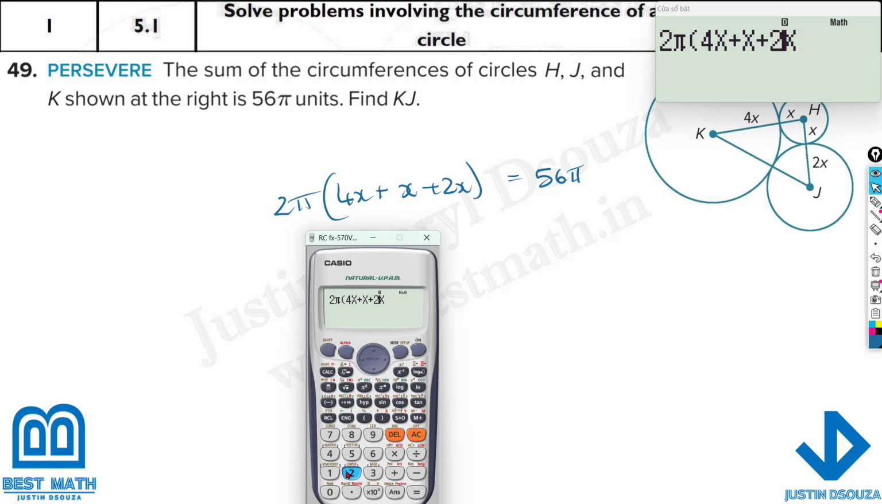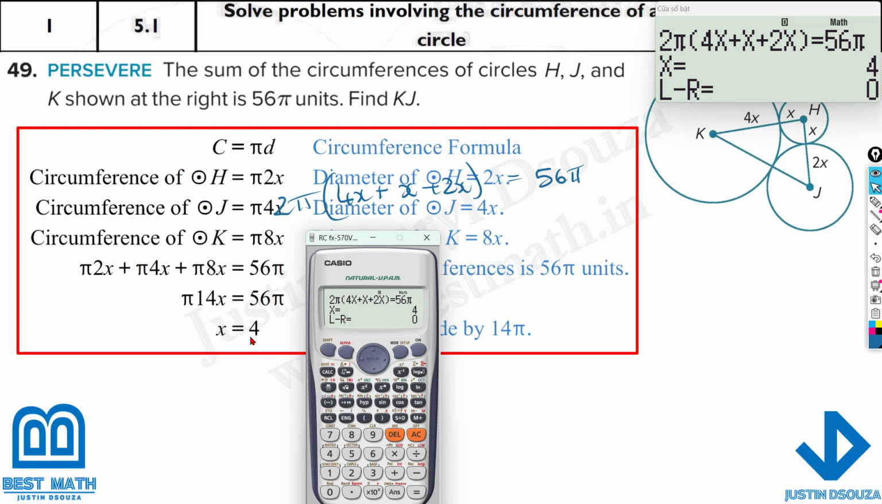And over here we have 2x. Close the bracket, equals 56 pi. In fact, this pi and pi can cancel out. You can ignore that if you want, but anyways, I've just written the statement. This is the previous stored answer. This is not the correct answer for x. Now press equal to, the answer is 4. X value is 4, as you can see here.